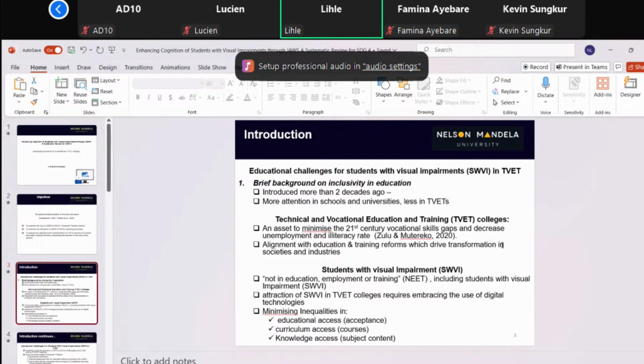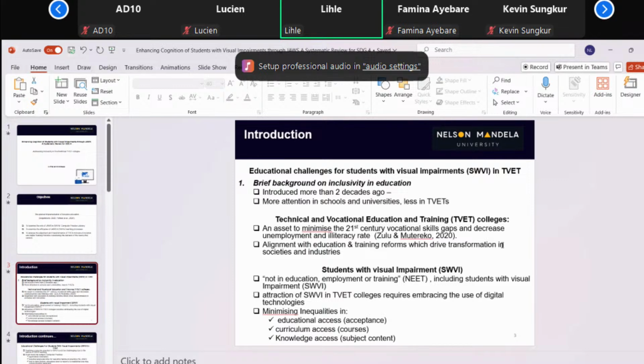And our focus right now includes students with visual impairments, because research shows that there is a high number of students with visual impairments that are still not in school, not in employment, not in training. So the availability of JAWS and other related screen readers has given TVET institutions a chance to attempt to minimize inequalities. I'm saying attempts because though it was introduced two decades ago, we're still battling. So to minimize inequalities in educational access in terms of acceptance, the mere acceptance of students, also to minimize inequalities in curriculum access, that is to give students chances to choose courses of their choice.